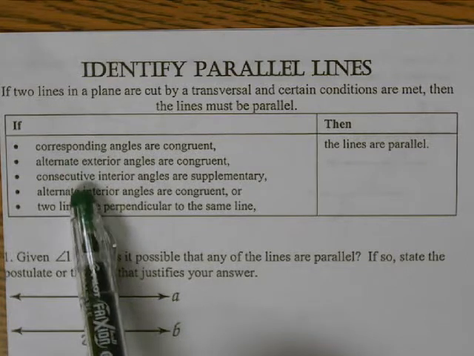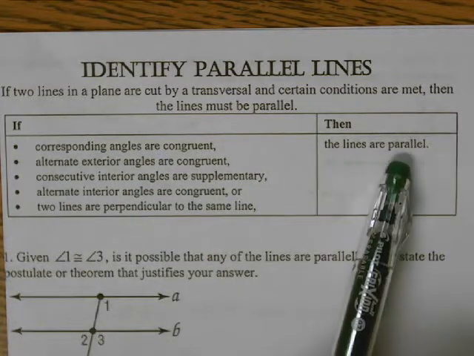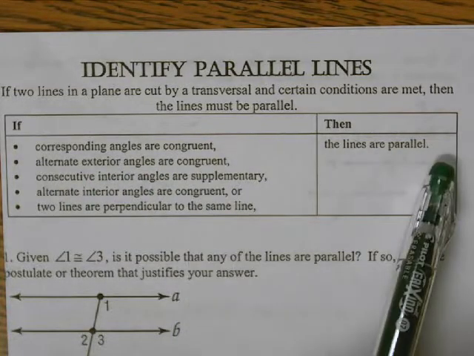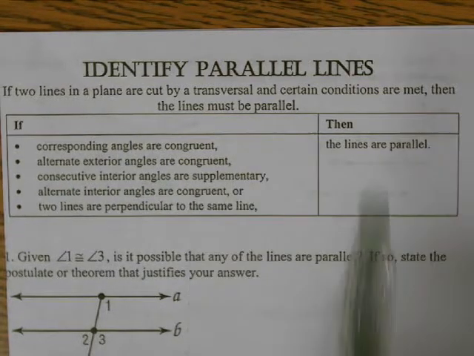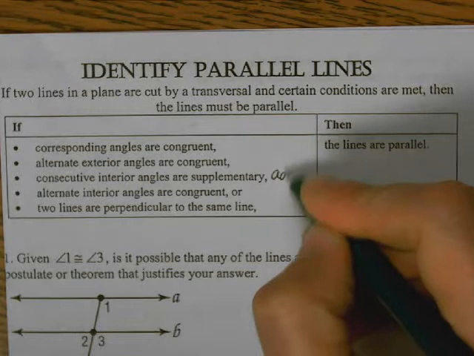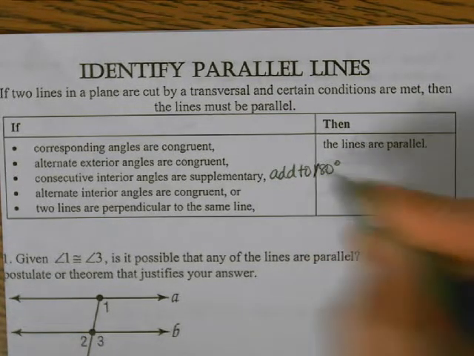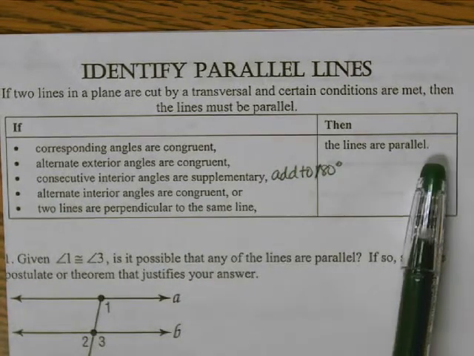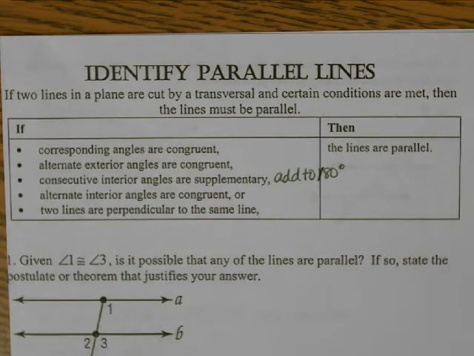And they're all the things that we talked about last time. If corresponding angles are congruent, then the lines are parallel. If alternate exterior angles are congruent, then the lines are parallel. If consecutive interior angles are supplementary, meaning they add to 180, then the lines are parallel. If alternate interior angles are congruent, then the lines are parallel. And this last one here, if two lines are perpendicular to the same line, then the lines are parallel also.